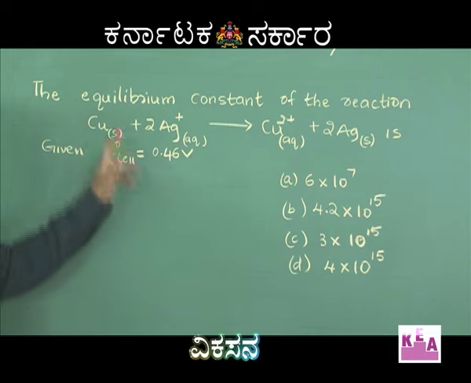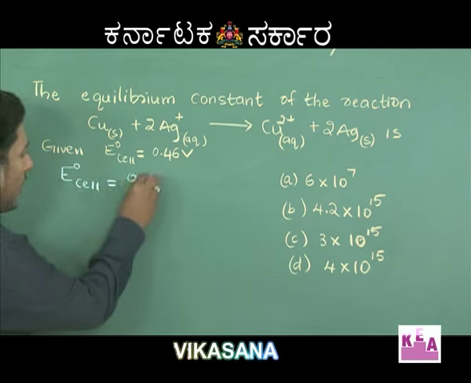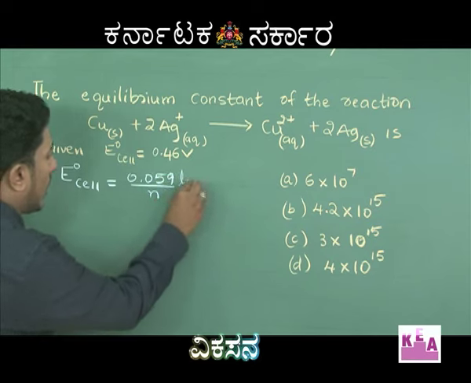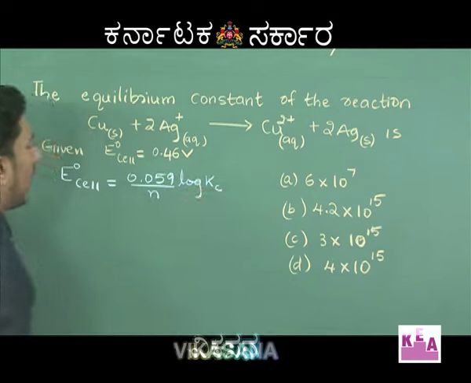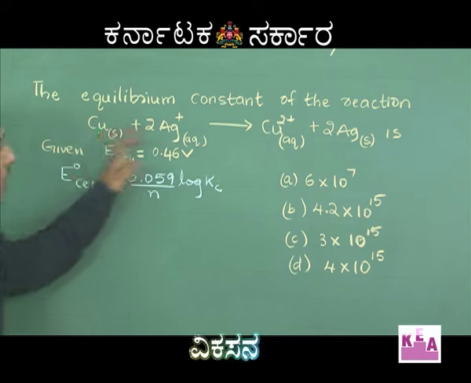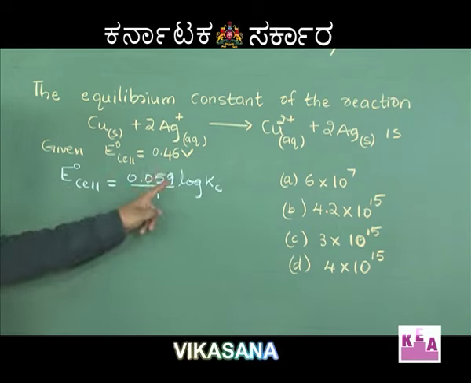The relation between Kc and cell potential is E naught of cell is equal to 0.059 divided by n log Kc at 298 Kelvin. For this reaction, the value of n is equal to 2. Copper loses 2 electrons to form Cu2 plus, hence the value of n will be equal to 2. E naught value is provided, that is 0.46 volt.